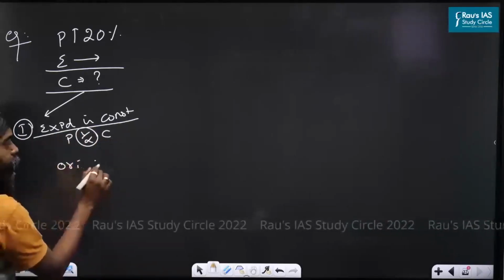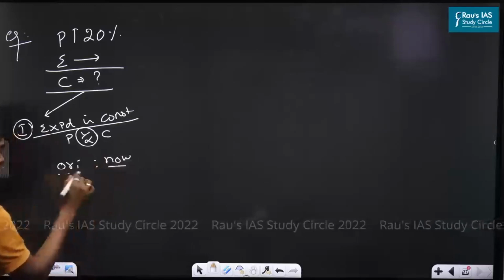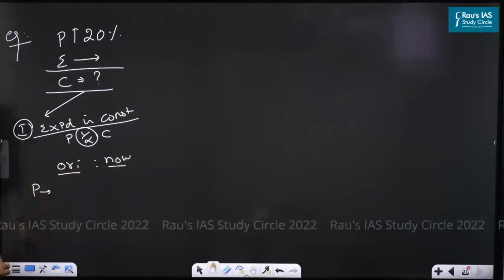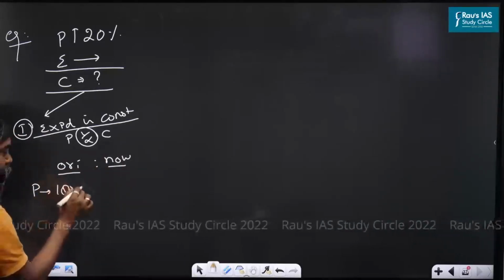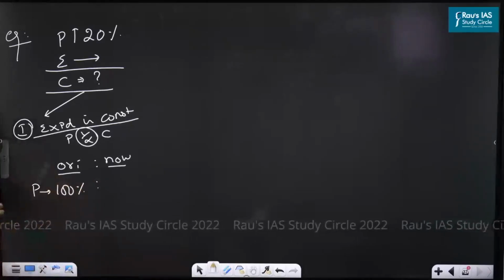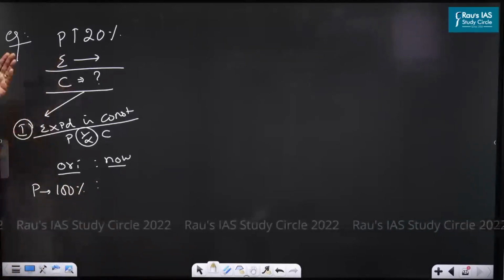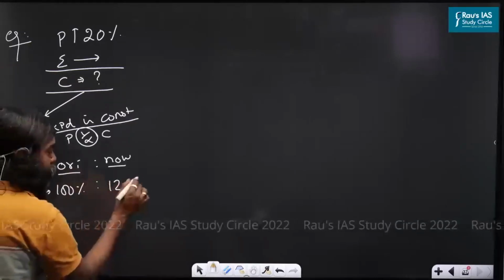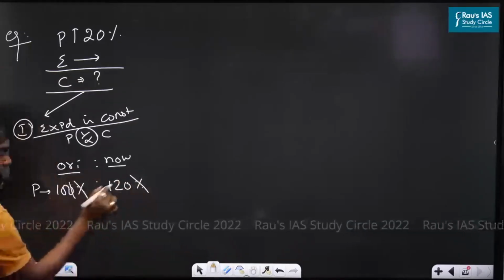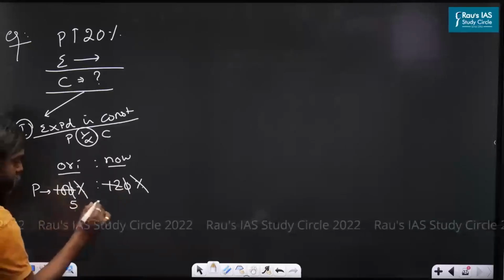Original price and now price. What is the original price? We don't know. What will you assume, 100% or 100? What happened to the price now? 20% increasing. The new price becomes 120%. Cancelled. So that is 5:6.